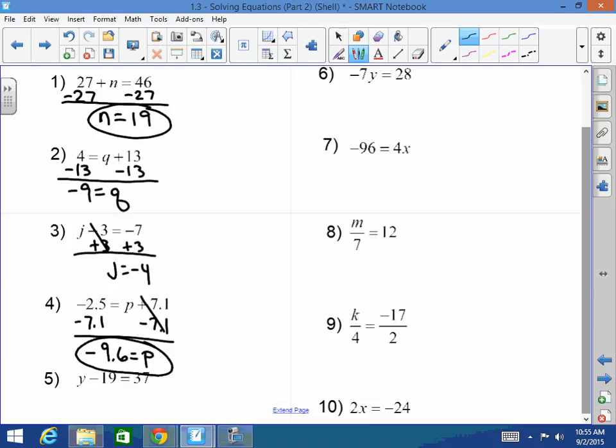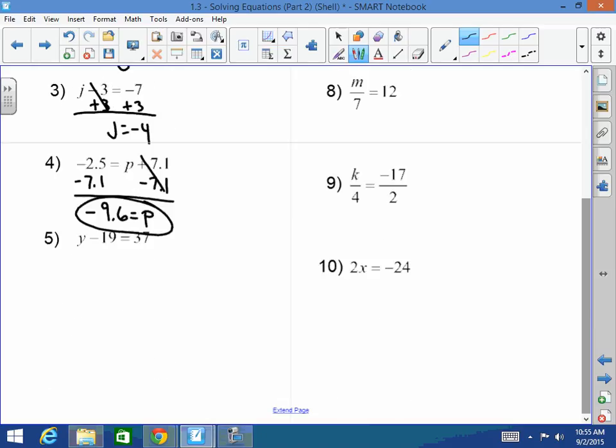All right? How about number 5? What do I do there, guys? Yes, sir. That's exactly correct. I've got y minus 19. How do I get rid of a negative 19? By adding 19. I get rid of subtraction with addition. So y will equal, I believe that's 56. 56. There it is. Okay?